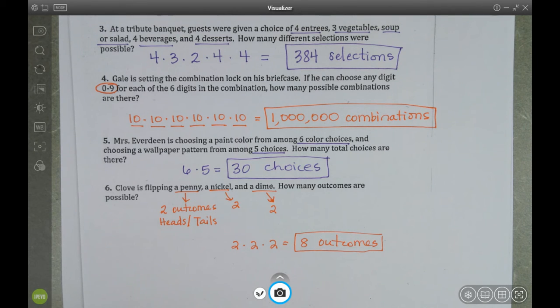Yep. Erica, you have to read these kind of carefully because if it's 0 through 9, that's actually 10 digits. 0, 1, 2, 3, 4, 5, 6, 7, 8, 9. So it's 10 to the 6th power.